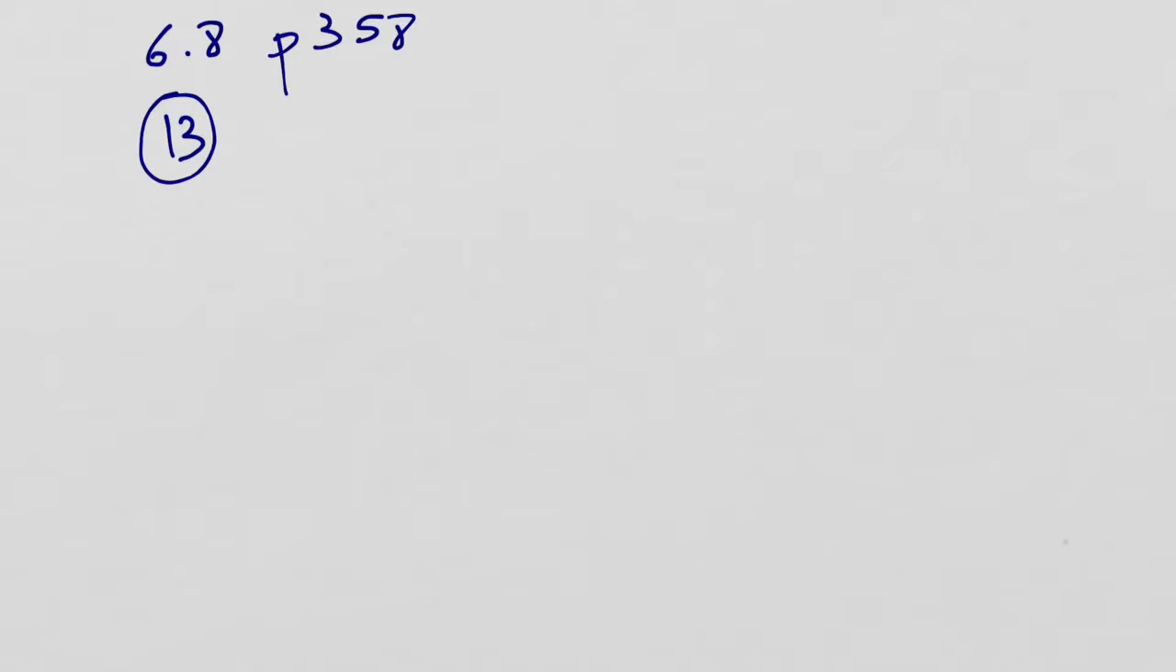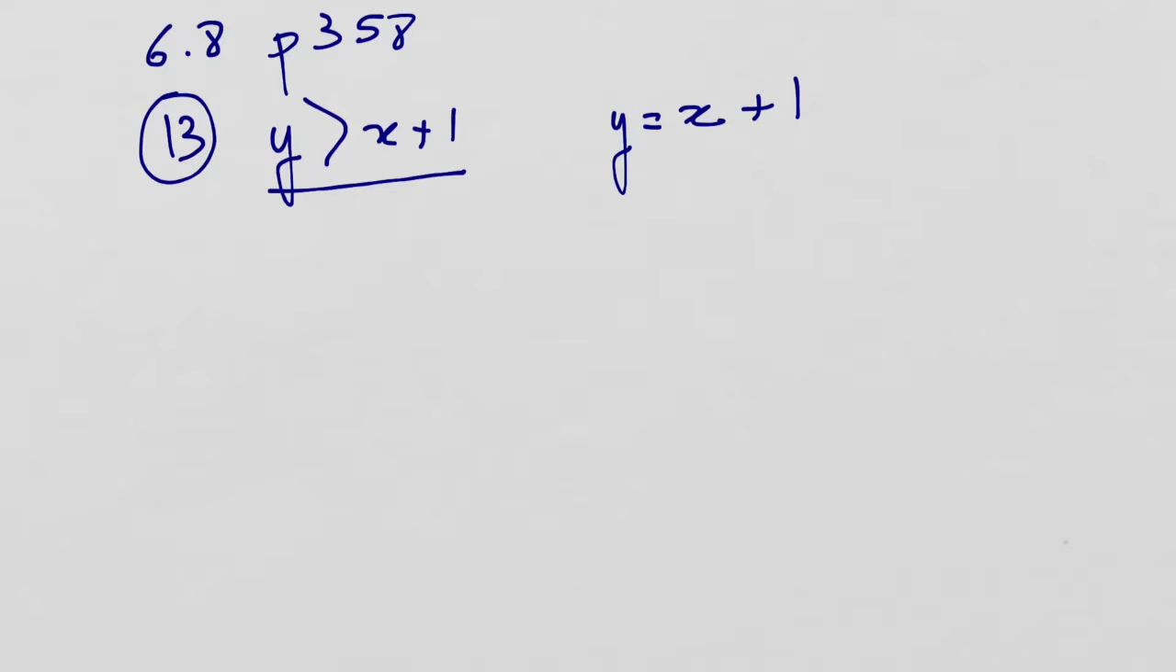Okay, in this problem number 13, it's about drawing the graph of the inequality. So it is y greater than x plus 1. When you want to graph this inequality, first imagine that instead of the symbol greater, you have the symbol equal. So instead of y greater than x plus 1, you have y equals x plus 1. Then you are going to graph this linear equation using the slope and the y-intercept form.